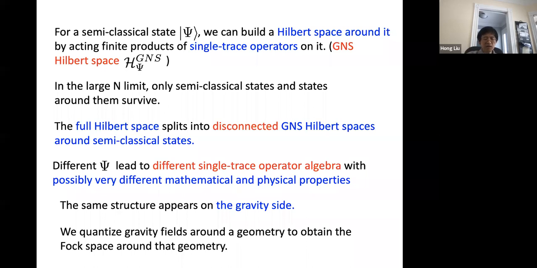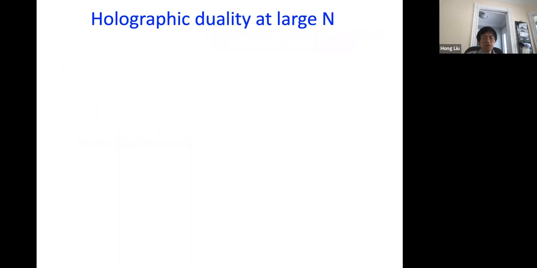The same story applies to string field theory. In string field theory, you find a solution to the string field theory equation of motion, and then you build your Hilbert space around that solution. So essentially you have disconnected Hilbert spaces around each string field theory solution. That's the structure in the G Newton, G string goes to zero limit, which maps to the large N limit we are talking about right now.